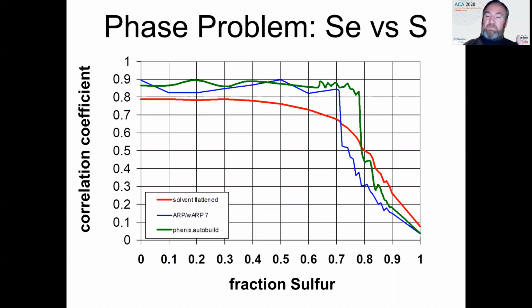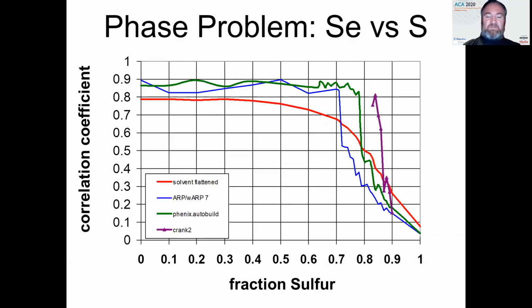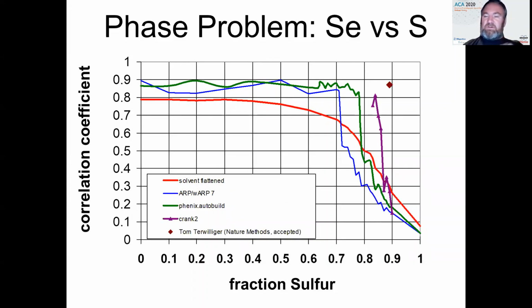And whenever one does better than another, the author who didn't win is usually interested in why. And looking at the data just before the point where it falls over is extremely informative. And what happened in this case is everyone started playing this little game of leapfrog, where Phoenix Auto did pretty good, Crank 2 did better than that, ARC did better than that. Current champion is actually Tom Terwilliger, who was able to solve a structure manually this way.